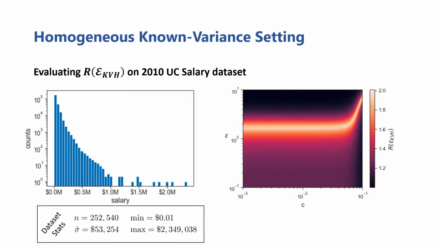In addition to the synthetic uniform distribution, we evaluate the KVH estimator's performance using a data set of over 250,000 salaries from employees in the University of California system, shown on the left. Since the n parameter is fixed with this data set, on the right we plot the heat map for the estimator's relative improvement only across a range of c and epsilon values. We see that in most of the space, the relative improvement is at least 1.5, and in a tight band exceeds a value of 2. From these results, we can conclude the KVH estimator is noticeably more useful than either of the baselines.